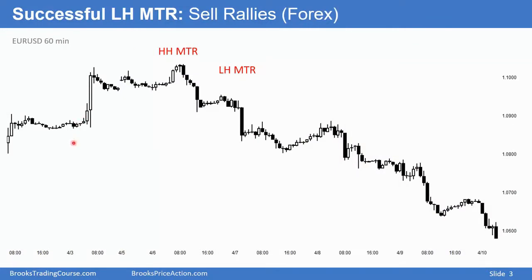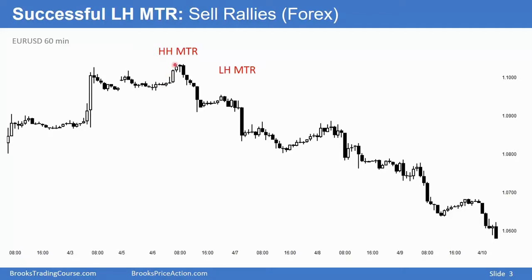This is a 60-minute chart of the euro versus the dollar, and we have a bull trend. We have a trading range, a double bottom bull flag, and then a bull breakout, and then we reverse down. This is a potential higher high major trend reversal. We have a high, and we have a higher high. The sell-off lasted 7 or 8 bars and went sideways for 20 bars.